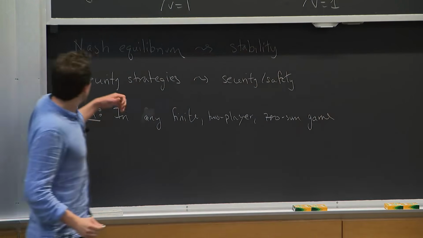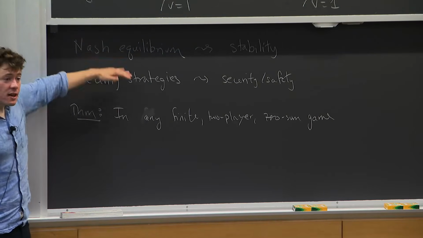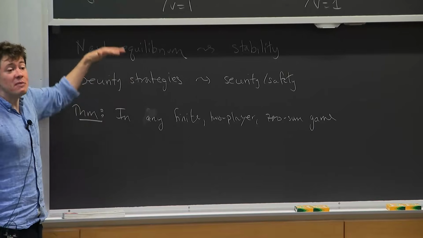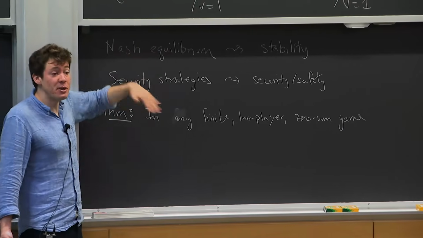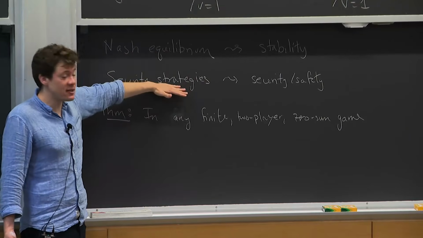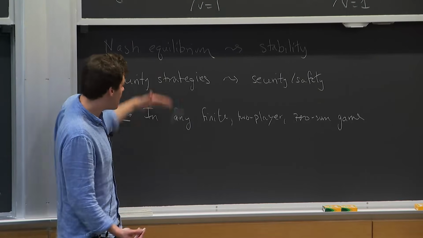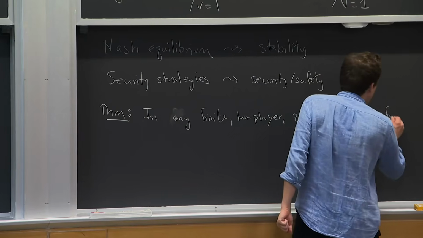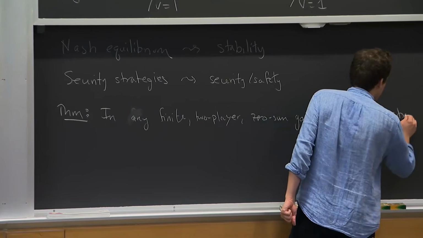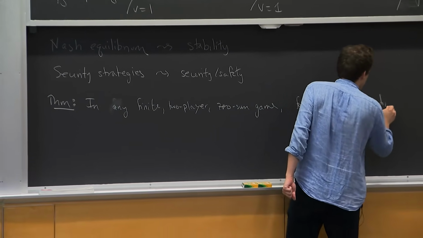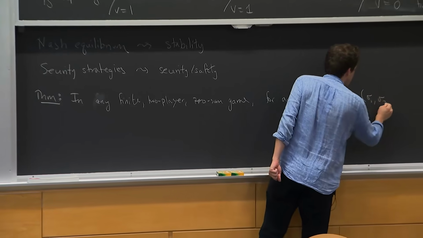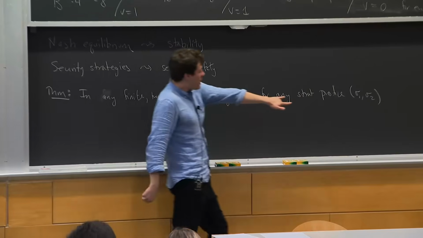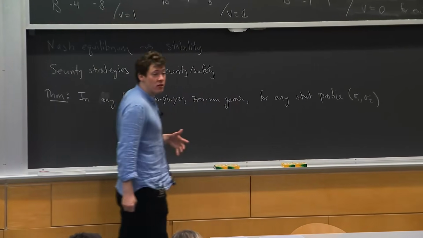Now remember, Nash equilibrium always makes sense. Security strategies only make sense in two-player zero-sum games. So it's not even meaningful to say, do these concepts coincide beyond zero-sum games? Because this concept doesn't even make sense. But in any finite two-player zero-sum game, at least both of these concepts make sense. And let's say for any mixed strategy profile, sigma 1, sigma 2. So I fix a game, and I consider an arbitrary strategy profile sigma 1, sigma 2.